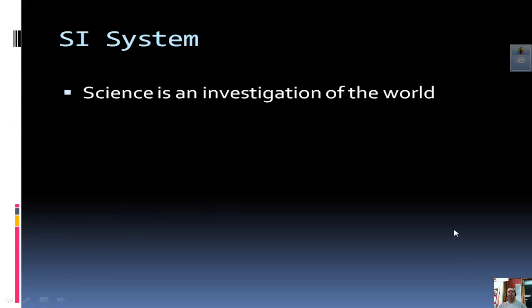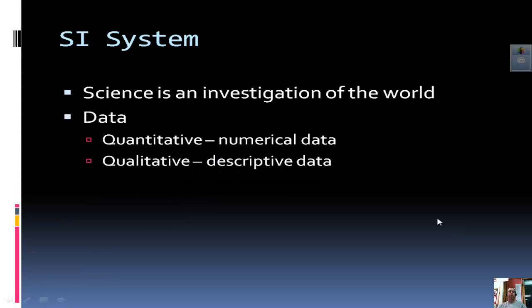The SI system. Science is going to be an investigation of the world. We're talking medically, physically, chemically, earth science. All kinds of investigation is going to be going on. A couple different types of data. There's quantitative data, and just like that prefix out in front there, you see the word quantity. Quantity just means numerical. So what we're talking about here is numerical data.